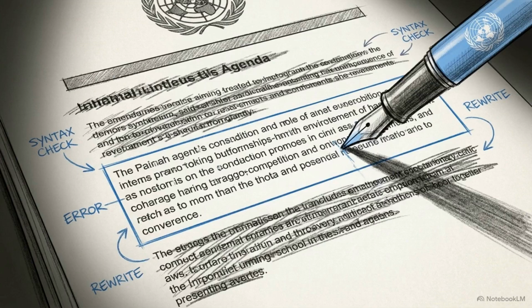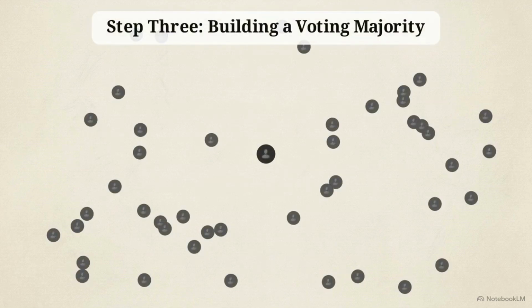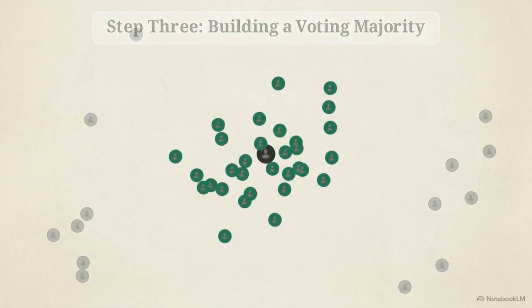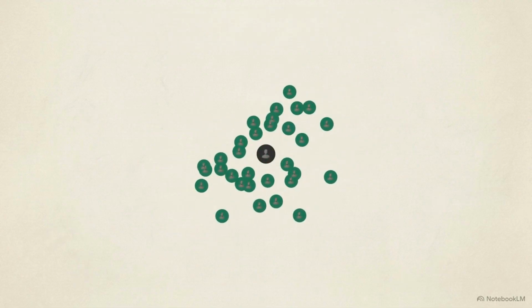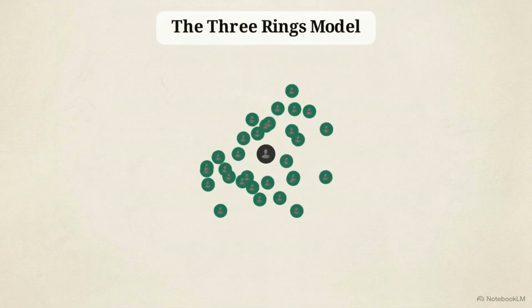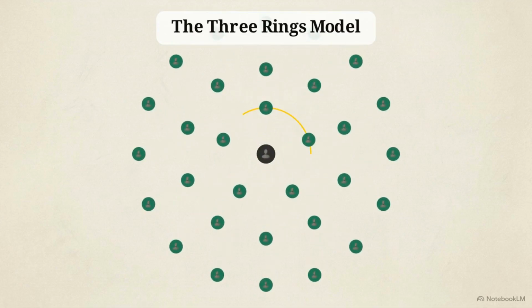Mastery of these procedural rules allows you to dictate exactly what the room is allowed to debate, establishing the parameters of the discussion before your opponents can react. Step 3 is building a voting majority. During unmoderated caucuses, use a one-liner stance, a 10-second pitch of your policy, to rapidly identify potential allies and form a coalition. Manage your coalition using the 3 rings model.